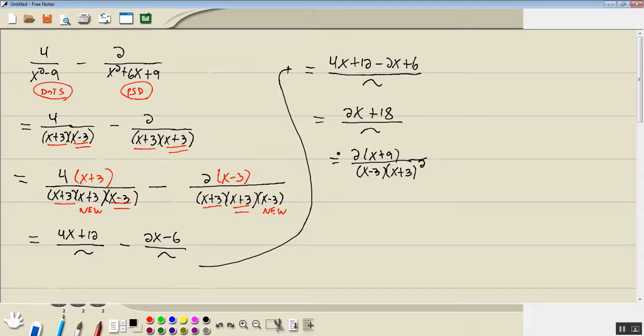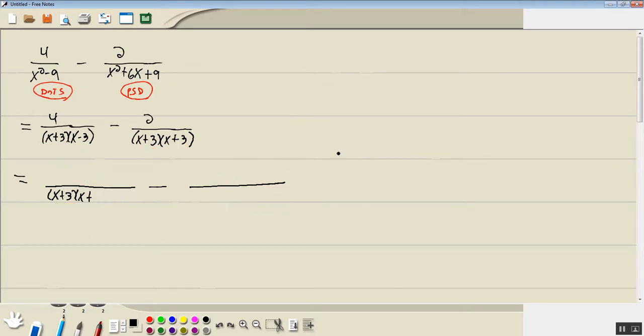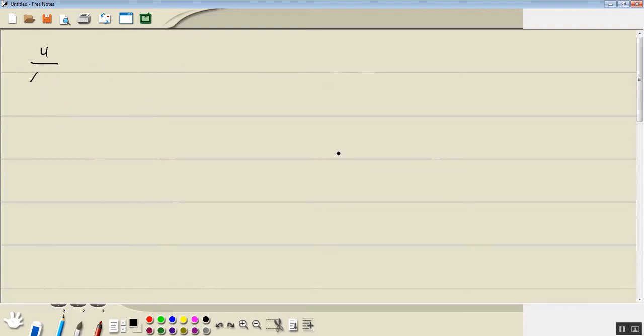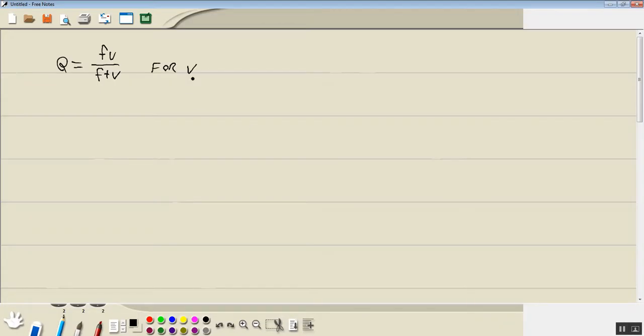And let's take a look at this problem. So we got Q is equal to FV over F plus V. And it says solve the equation for V. So we want to solve it for V. First step. This is solving a formula for a variable. First step is get rid of parentheses. Don't have any. Second step, get rid of fractions. Multiply everything by the LCM of all your denominators. We only have one denominator, so we're going to multiply both sides by F plus V.